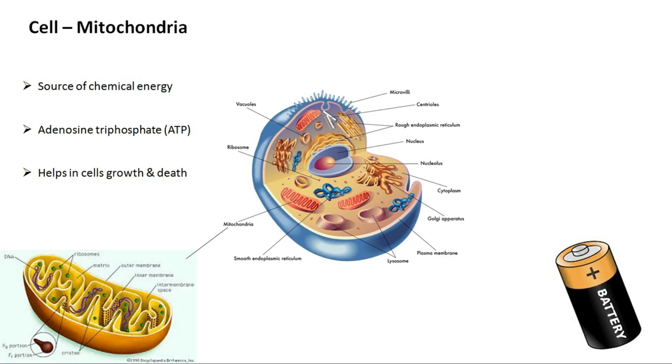Mitochondria. Again, if you compare the cells to a town, every town will have a power generation center where the required electricity for the town is generated, so your house is lighted. In a cell, mitochondria does this activity by the generation of a chemical called adenosine triphosphate, which is the major source of chemical energy required by the cells to carry out its functions.